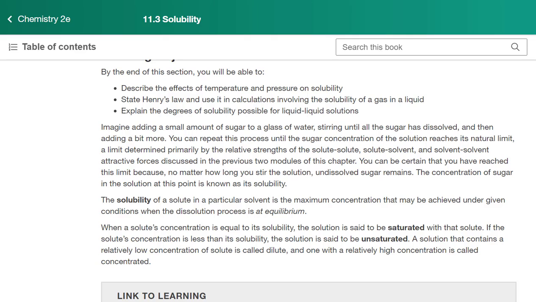Solubility is how much you can have in solution. So it's the maximum concentration that you can have in a solution at equilibrium. Okay, so the key there is it's at equilibrium. So when it's at equilibrium, you have that going back and forth from dissolved to undissolved. Typically, when we have something that is at the limit of solubility, we call that a saturated solution.